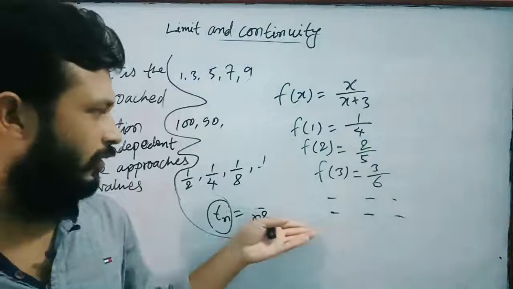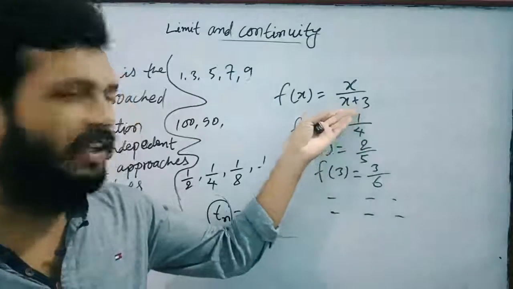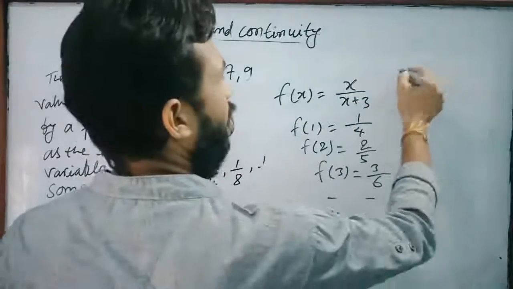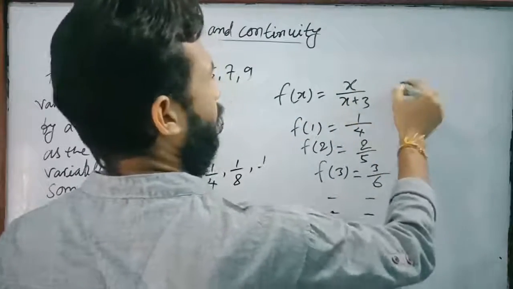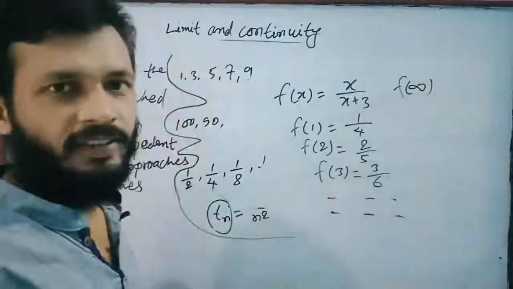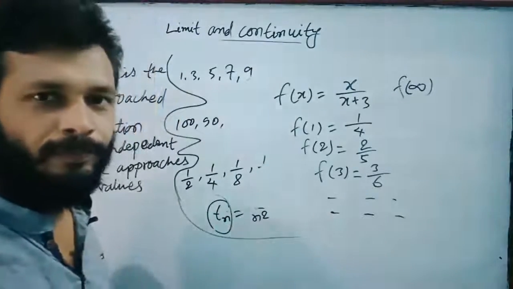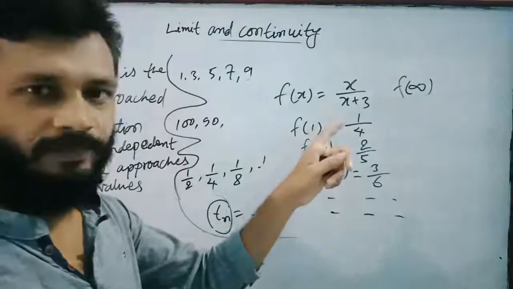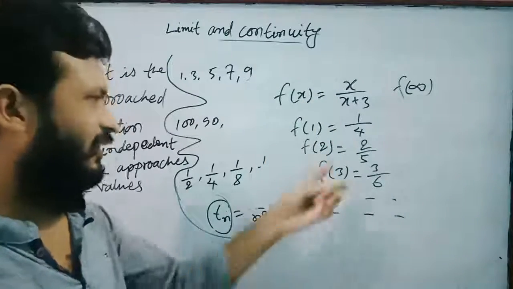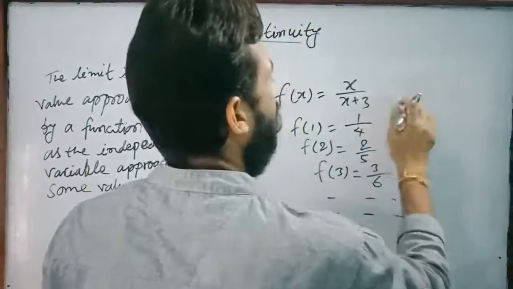Then if we put an infinite value of x, understood? Suppose f of infinite. It means what? At last it will be 1. You know?